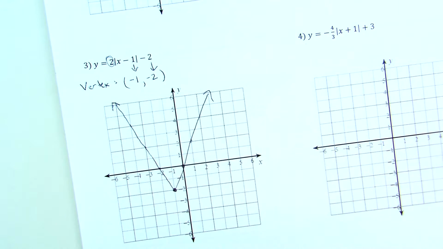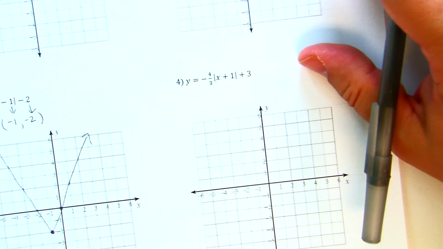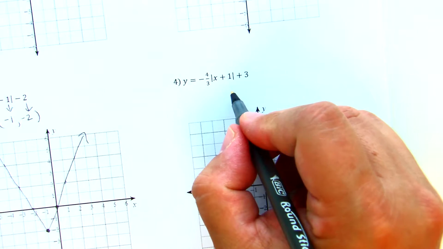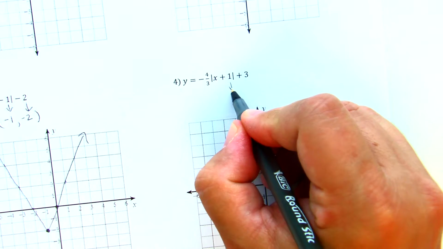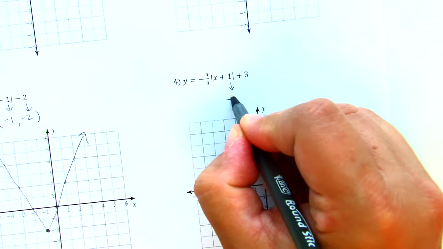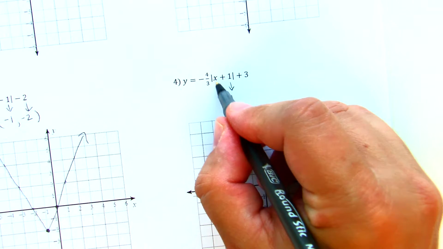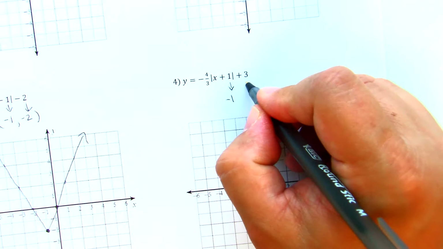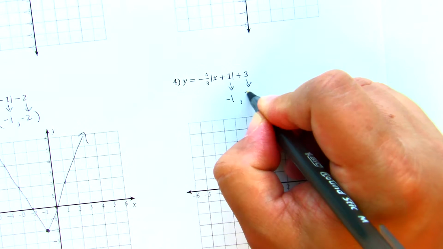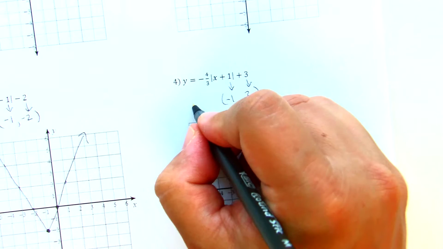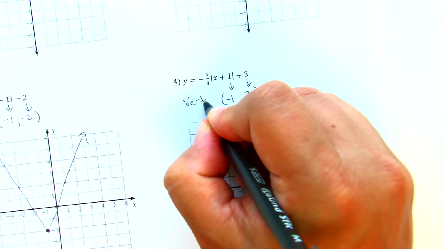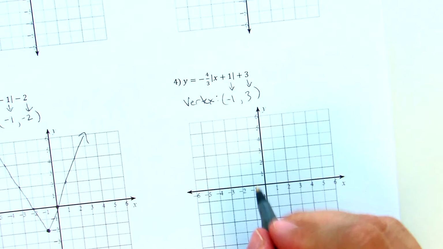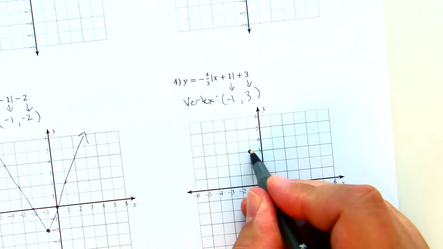Alright, let's try one more. So the x value of my vertex is going to be negative 1. Remember, opposite sign for the x value, since it's inside the absolute value. And then the y value is going to be positive 3, so there's my vertex. Okay, so negative 1, positive 3 is the vertex.